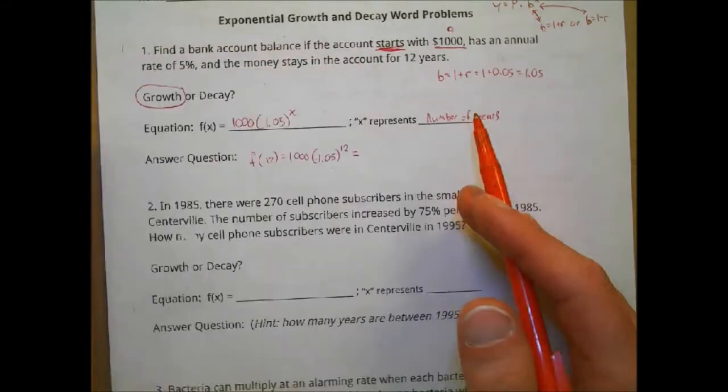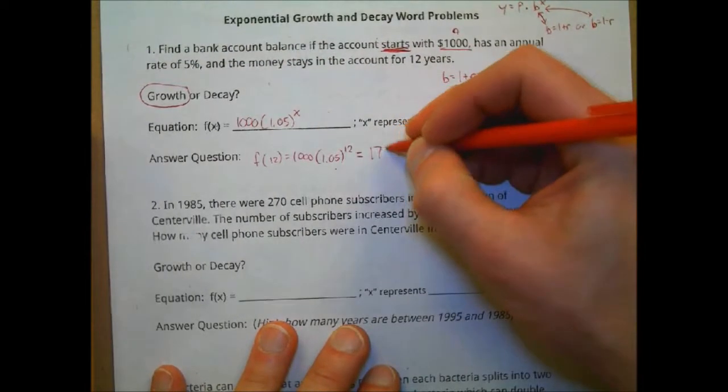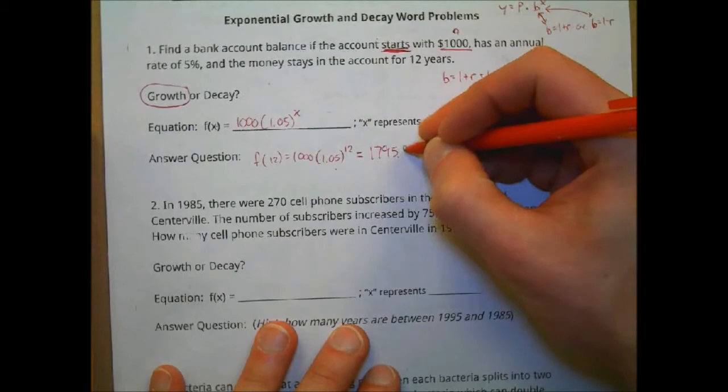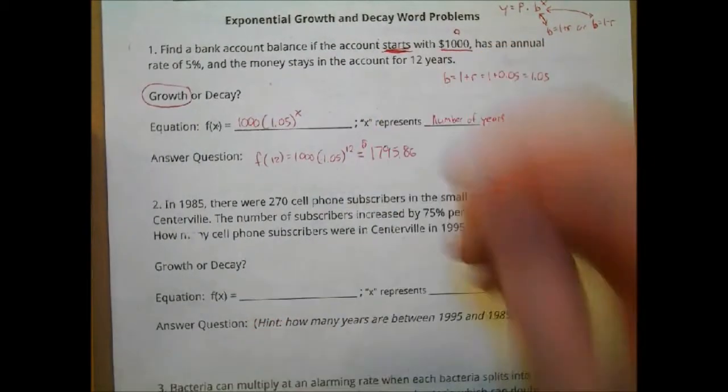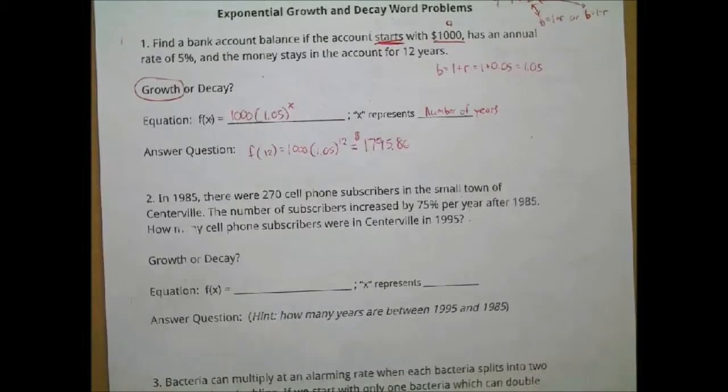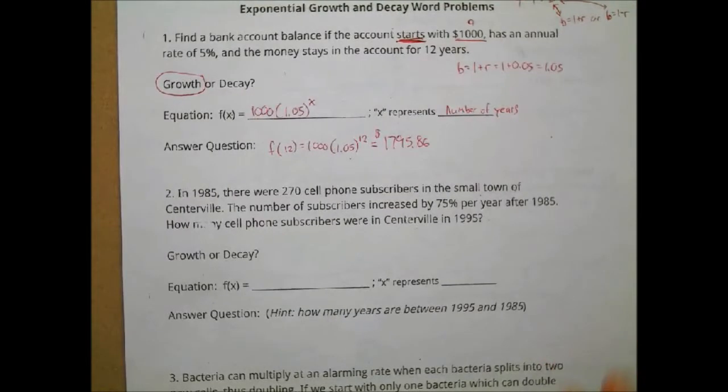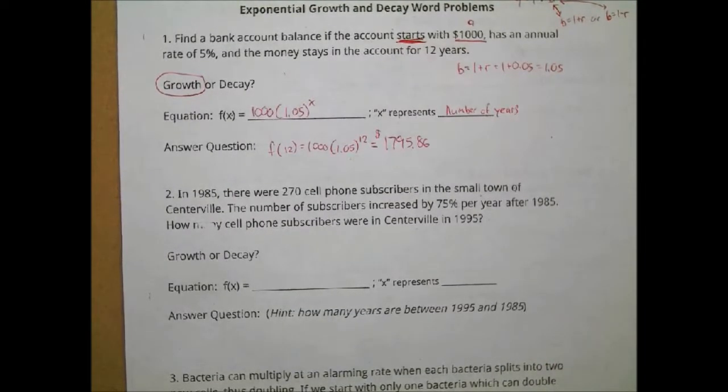So 1,795.86. We're going to follow correct rounding rules, but banks will not. They will take that money away from you, okay? That little fraction of a cent, which you're like, who cares? I get you, but I don't know. Some people care, right? Okay.